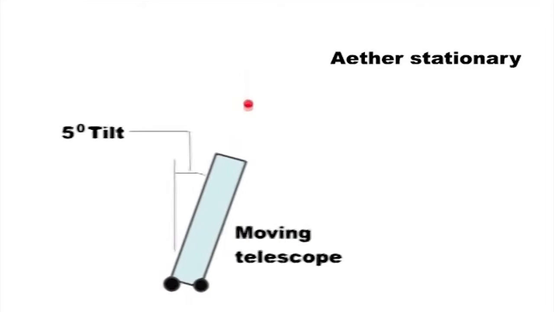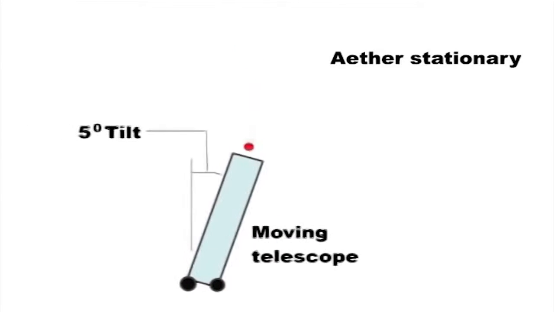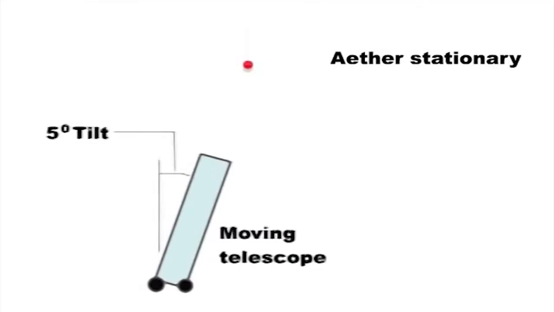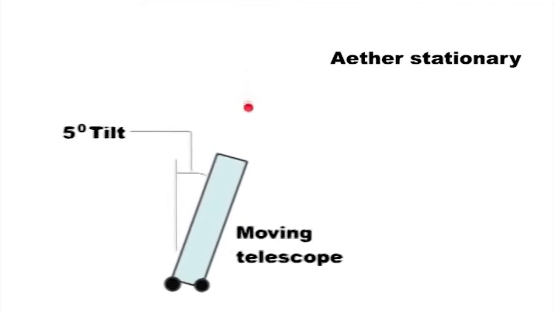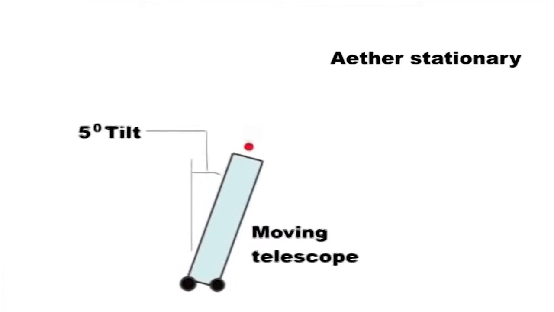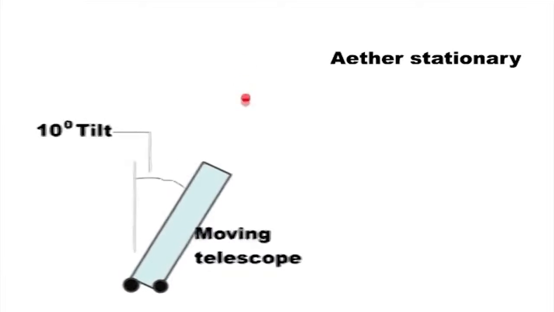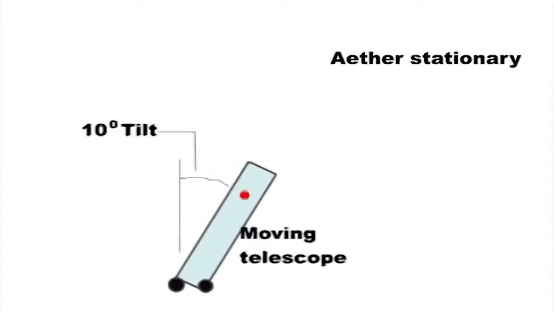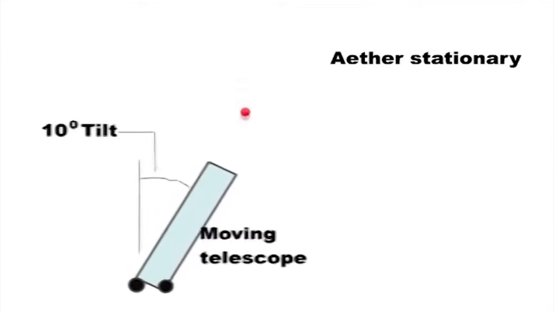So here is the moving telescope filled with water, tipped at 5 degrees, and you can see that the starlight does not now reach the eyepiece at the bottom. This is because the starlight moves much more slowly when passing through water. However, if the telescope is tipped further, say 10 degrees, then the starlight will be visible again in the eyepiece. It has to be tipped further because the light is now slower when in the telescope.